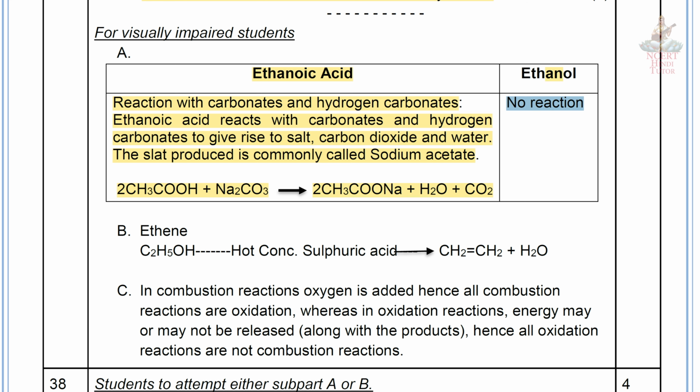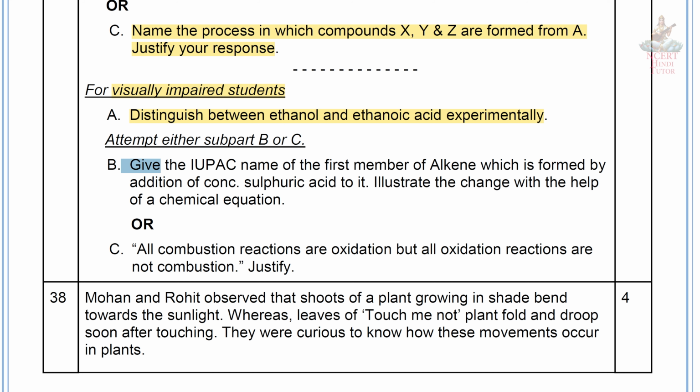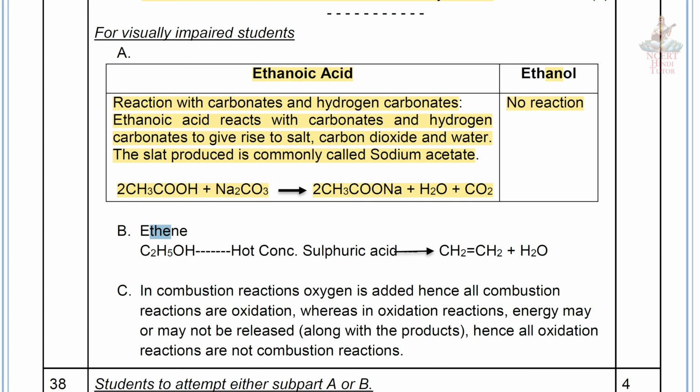Ethanol, no reaction. B. Give the IUPAC name of the first member of alkene which is formed by addition of concentrated sulfuric acid to it. Illustrate the change with the help of a chemical equation. Answer. Ethene. C2H5OH under hot concentrated sulfuric acid gives CH2=CH2 plus H2O.